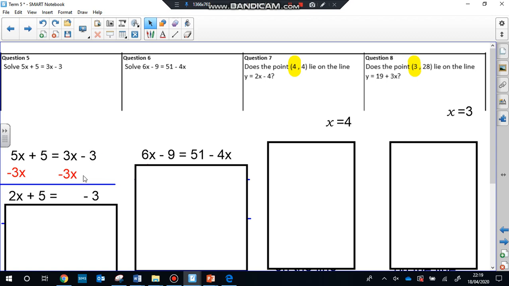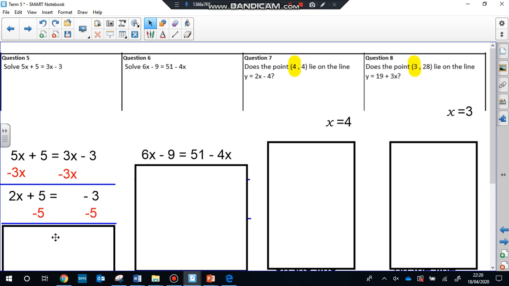And what I'm left with here is negative 3. Okay, that negative sign stays with 3. So now I've got 2x plus 5 equals negative 3. Now I'm trying to leave the x's on their own, so I now need to get rid of this plus 5. To get rid of plus 5, I'm going to subtract 5 from both sides.